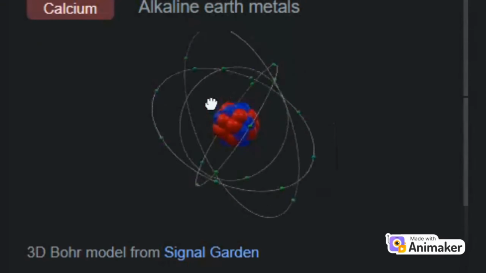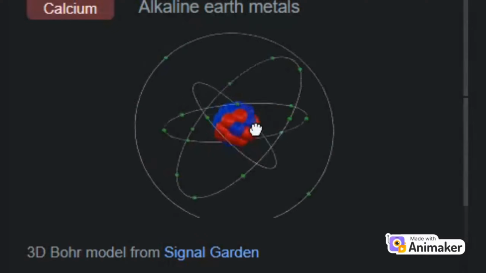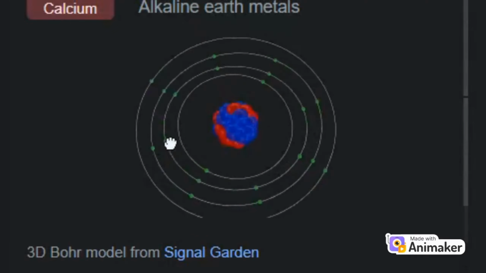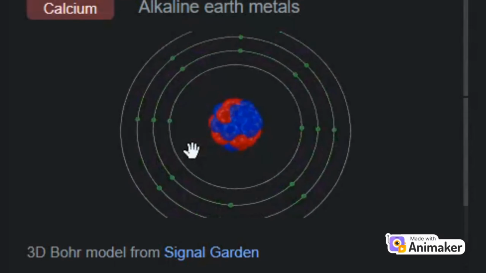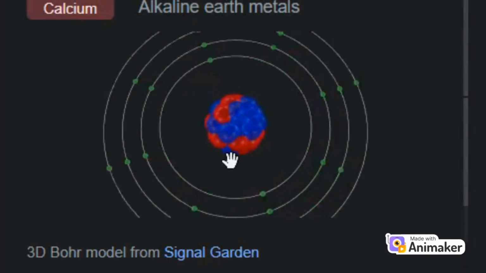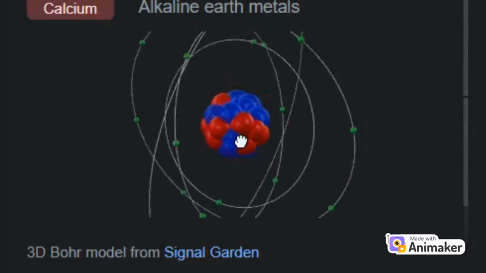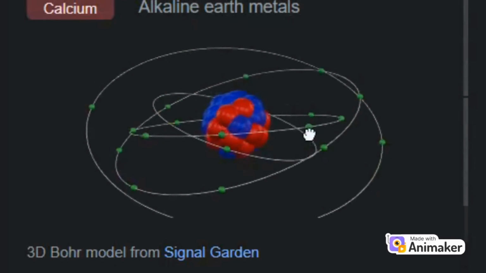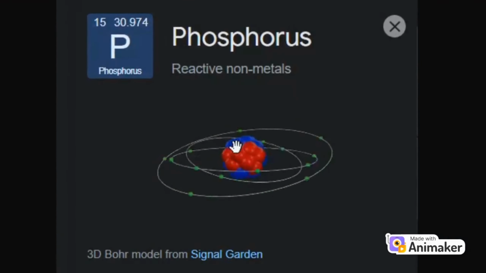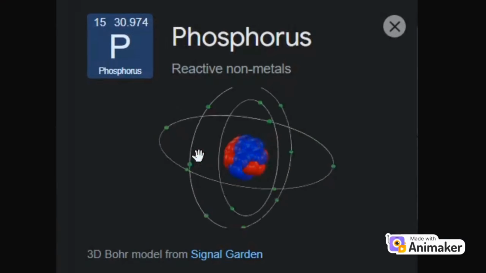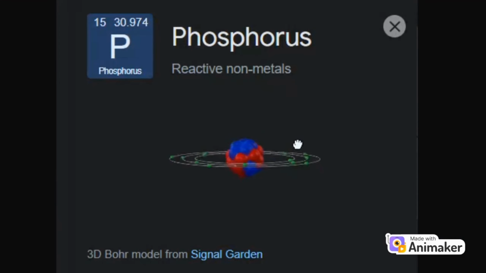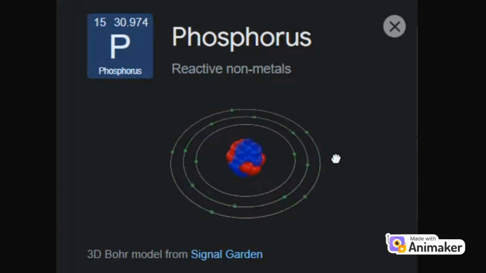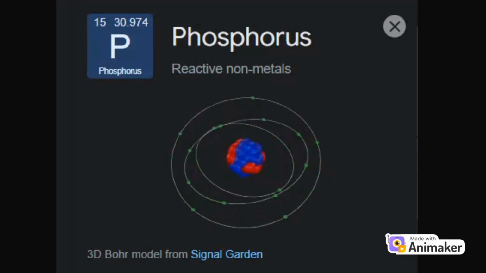Calcium atom has the electron configuration 1s2, 2s2, 2p6, 3s2, 3p6 and 4s2. Therefore, it is an alkaline earth metal. A phosphorus atom, which has atomic number 15, has the electron configuration 1s2, 2s2, 2p6, 3s2 and 3p3.